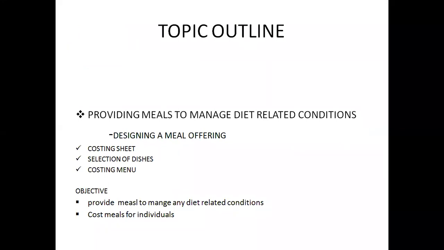In this lesson, we want to look at the topic providing meals to manage diet-related conditions. These are the outlines. We want to look at a few things. That is designing a meal offering. In that, we want to look at costing sheet, selection of dishes, and costing menu.